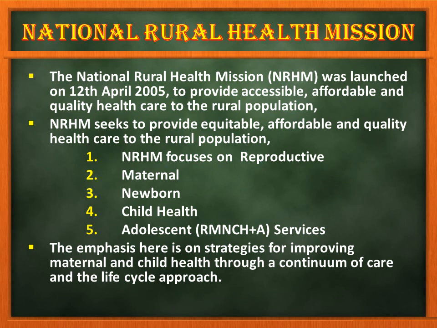What are they? So NRHM focuses on reproductive, maternal, newborn, child health and adolescent services. The emphasis here is on strategies for improving maternal and child health through a continuum of care and the life cycle approach. So NRHM seeks to provide equitable, affordable and quality health care to the rural population, especially to the vulnerable groups. So NRHM focuses on reproductive, maternal, newborn, child health and adolescent services.